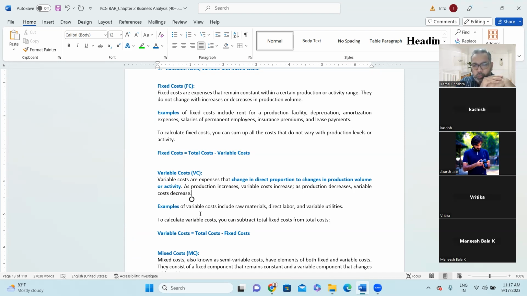सर एक फिक्स कॉस्ट में सर डाउट था. सर इफ वी टेक एन एग्जांपल ऑफ इंश्योरेंस प्रीमियम, तो वो तो चेंज होता रहता ना एवरी ईयर? But insurance premium gets changed, but the cost is fixed. It is not dependent on production. Okay. We need to understand both fixed cost and variable cost parallelly.